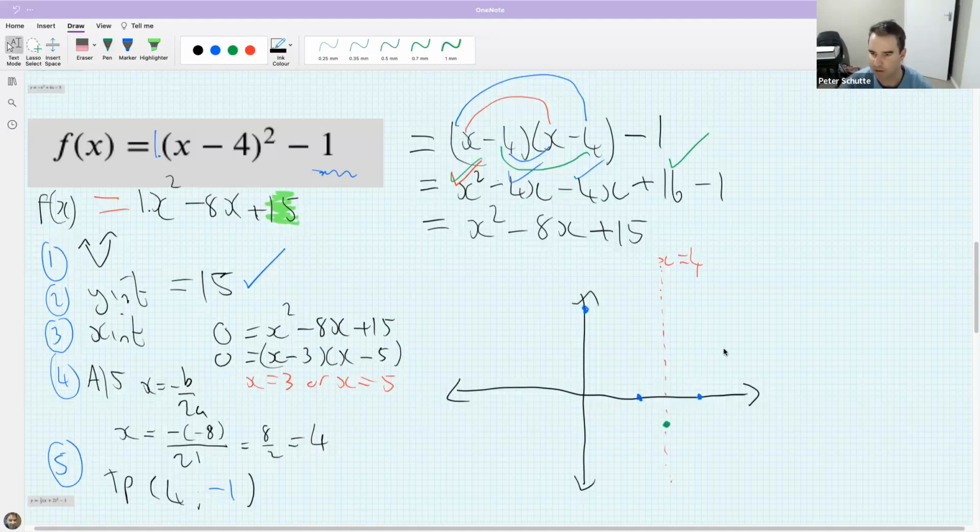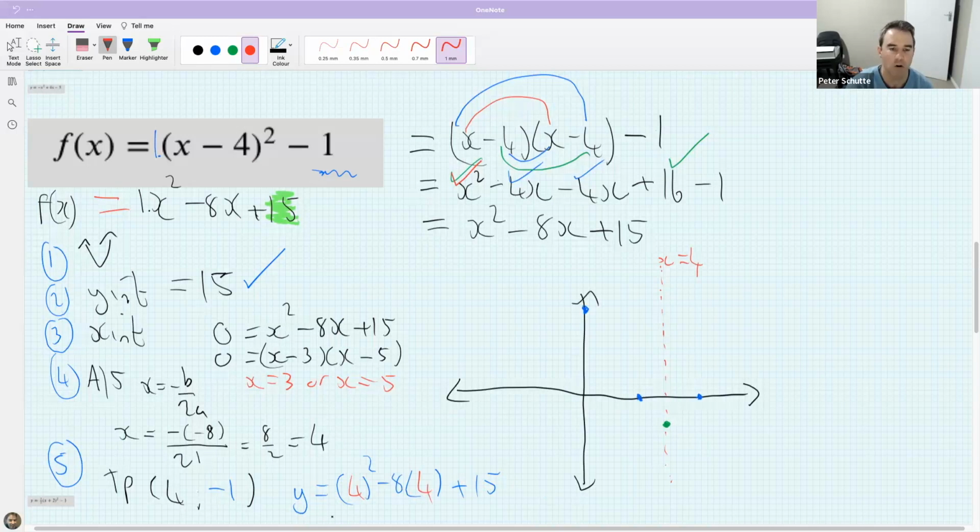Yes, Amanda, I'd love to hear a question. What can I help you with? I'm getting lost here. For the turning point, I don't know how to find it. I got 4. I said x is equal to negative b divided by 2a. Then to find the y, I don't know how to do it.